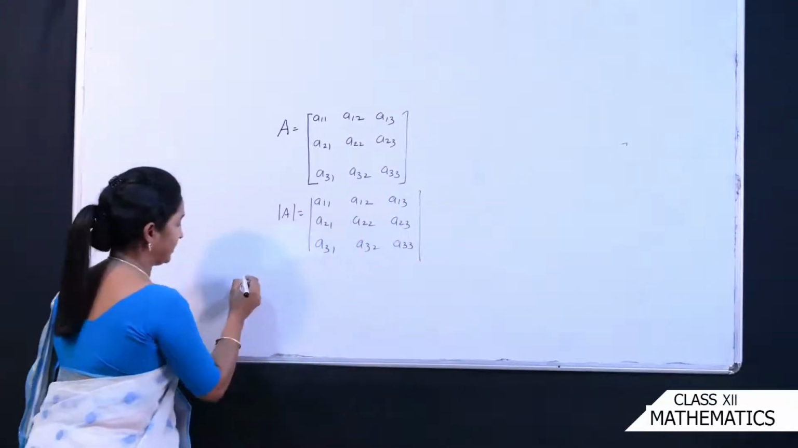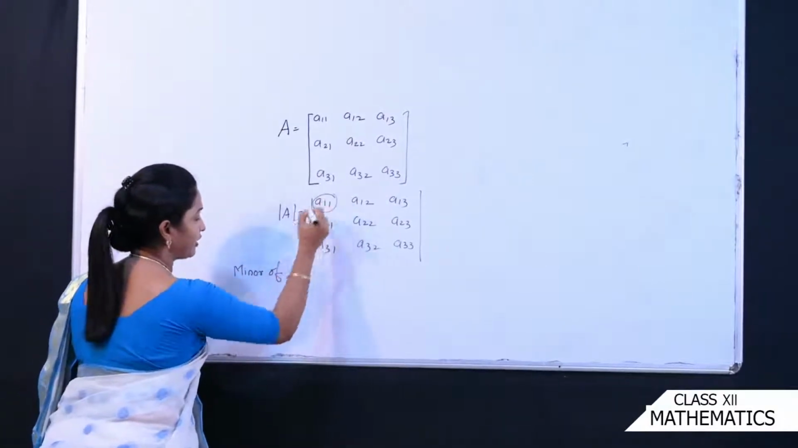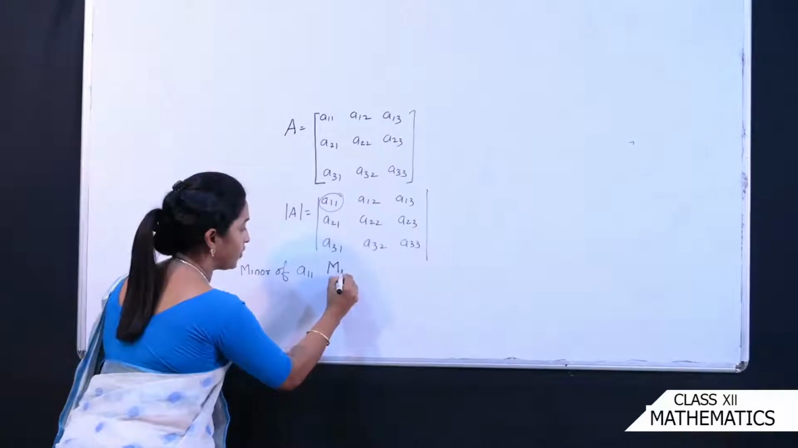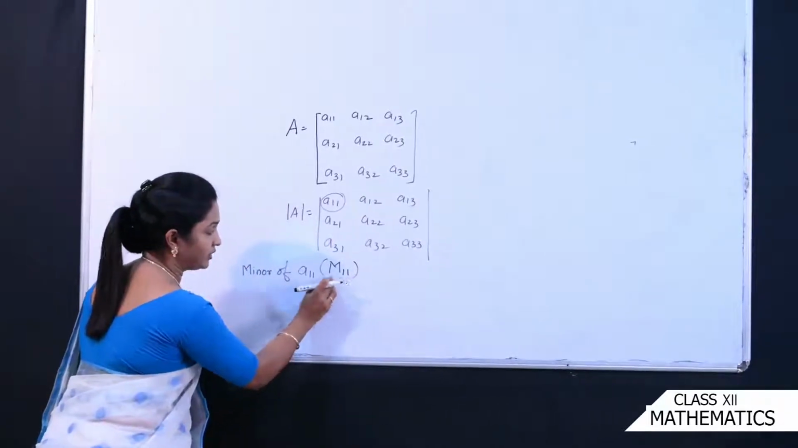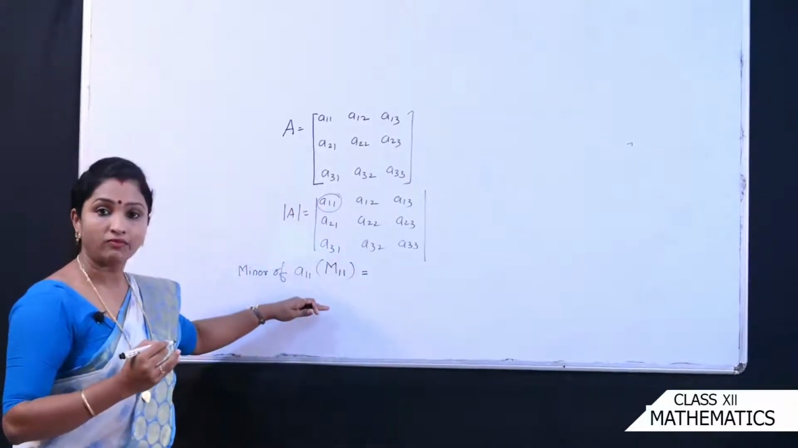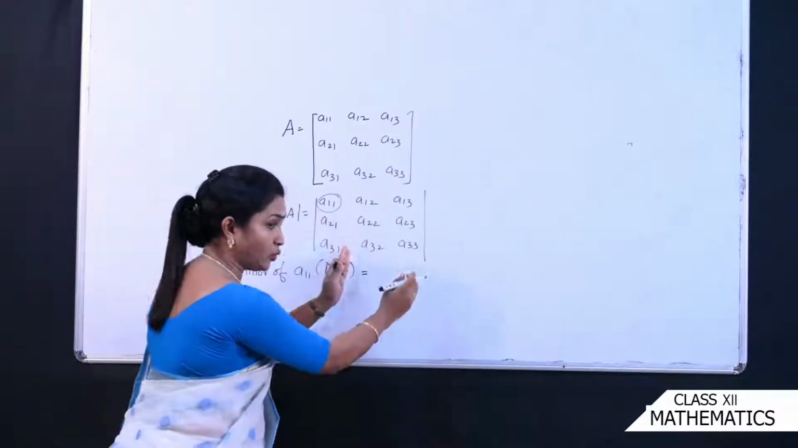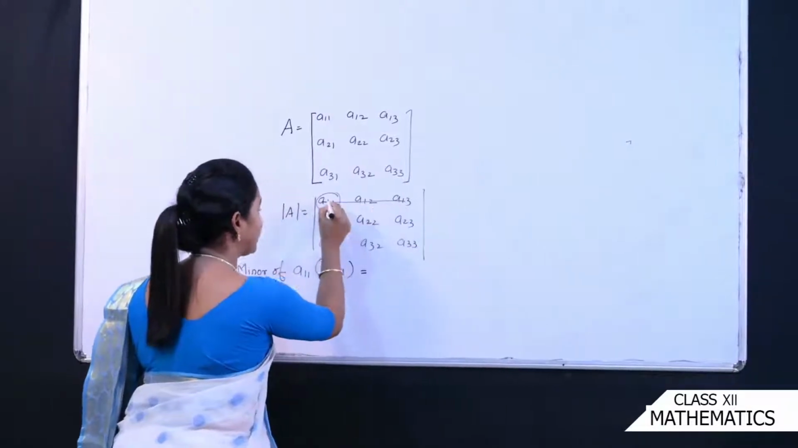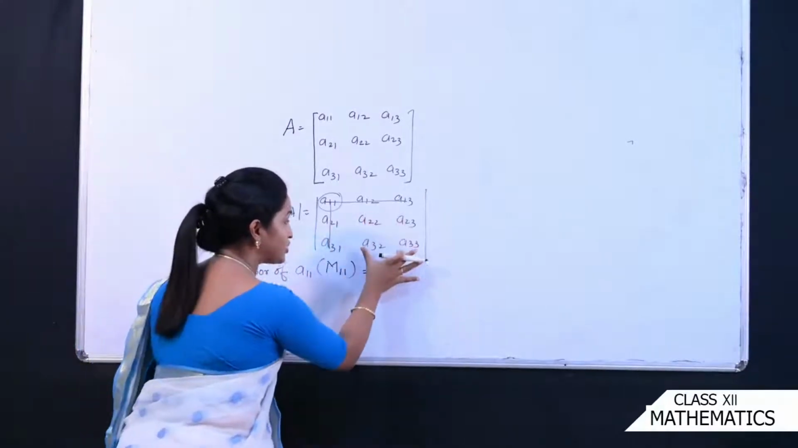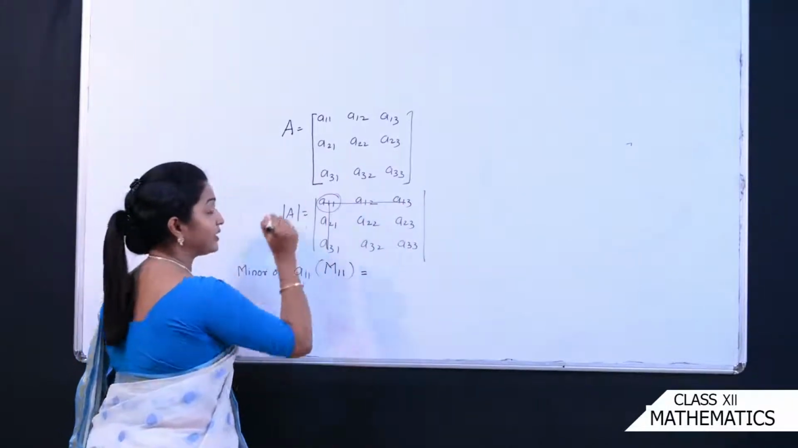Now we will find the minor. See, minor of the first element. I am finding the minor of the first element, which is normally denoted by M11. The meaning is minor of the element A11. Now what does it mean? The minor M11, the minor of this element, means the elements which are left out after deleting the row and column in which the element lies. Is that clear?